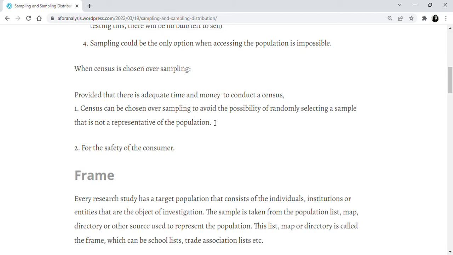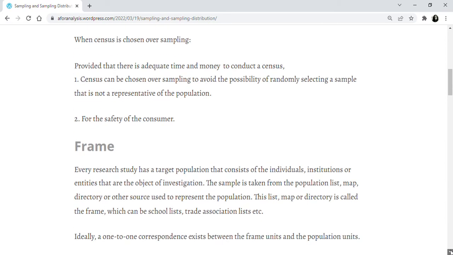But if the sample is not a good enough representation of the population, in that case sampling is not good, and census has to be chosen. In such use cases where it is really critical to not make any mistake or error, we have to go for census. And of course, for safety purposes also, in some use cases we will go for census instead of sampling.